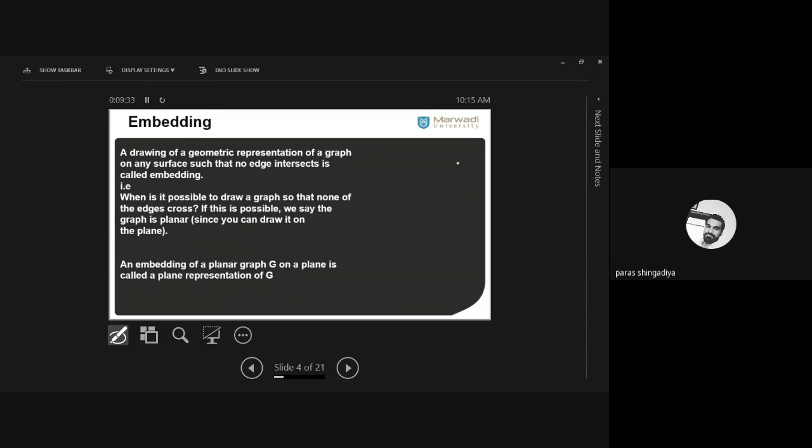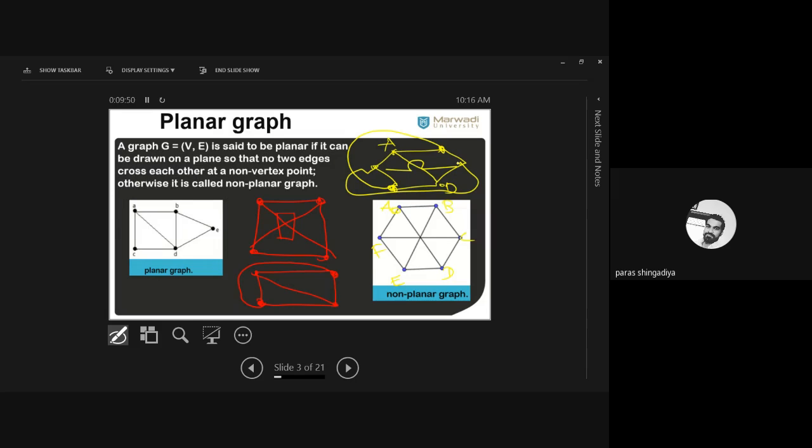Okay. And it is given here that when it is possible to draw a graph so that none of the edges cross, then the graph will be planar. If it is not possible, then the graph will be non-planar. Okay. If it is possible without crossover, then it is a planar form. If it is not possible, then it is non-planar. In this K4 graph, it is possible to make it planar. Clear? That is the embedding procedure.